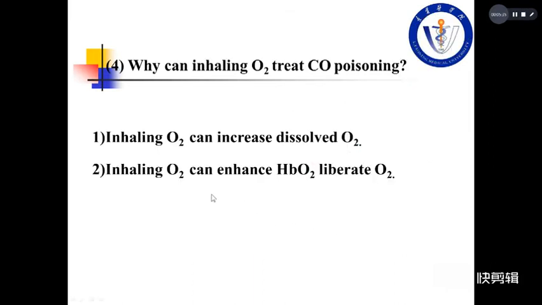Now the last: why can inhaling oxygen treat carbon monoxide poisoning? Because inhaling oxygen leads to an increase in dissolved oxygen, so the oxygen supply increases. Second, inhaling oxygen can enhance oxyhemoglobin's liberation of oxygen, so oxygen movement into the tissue cells will increase. So inhaling oxygen can treat carbon monoxide poisoning.